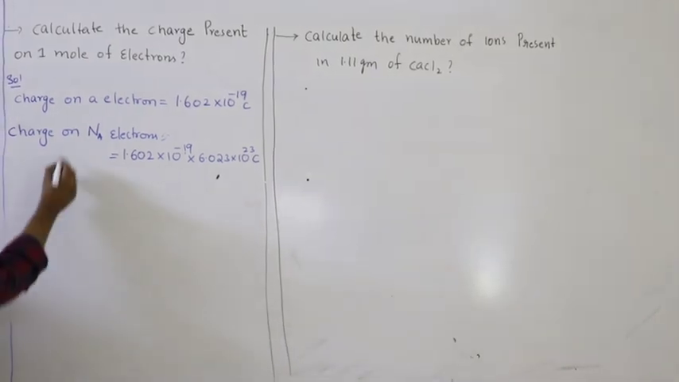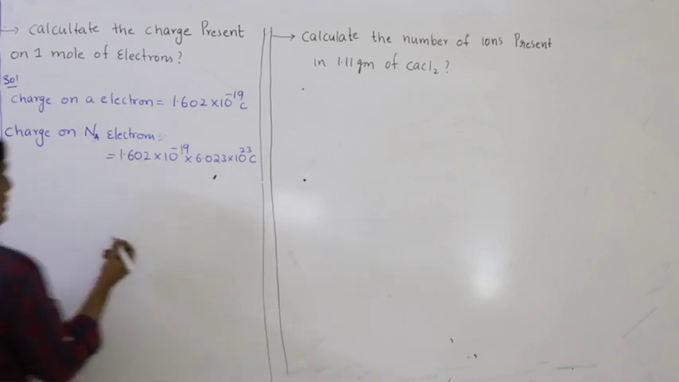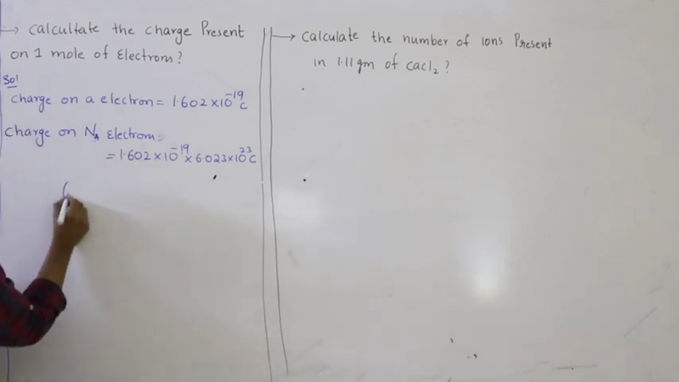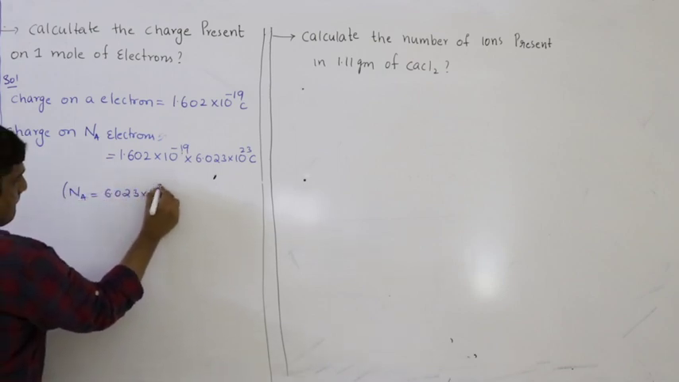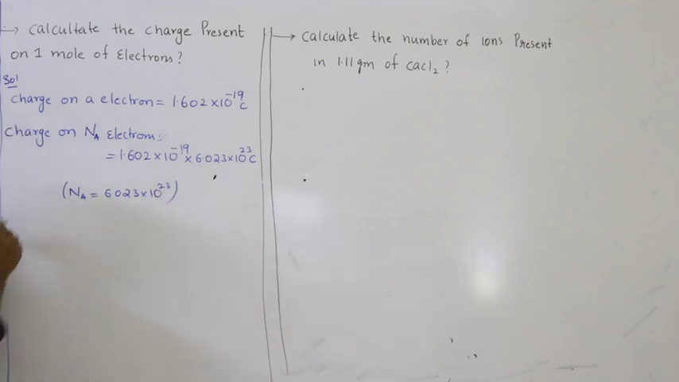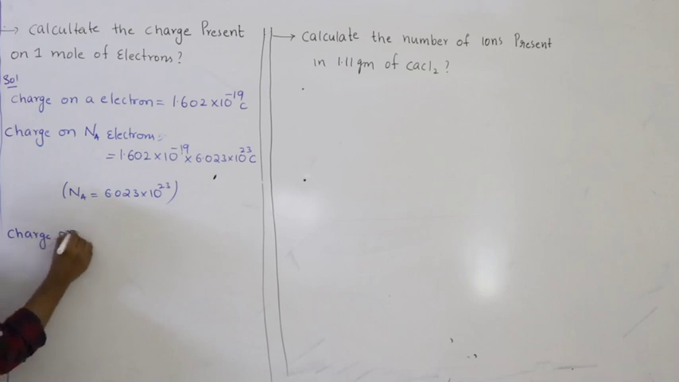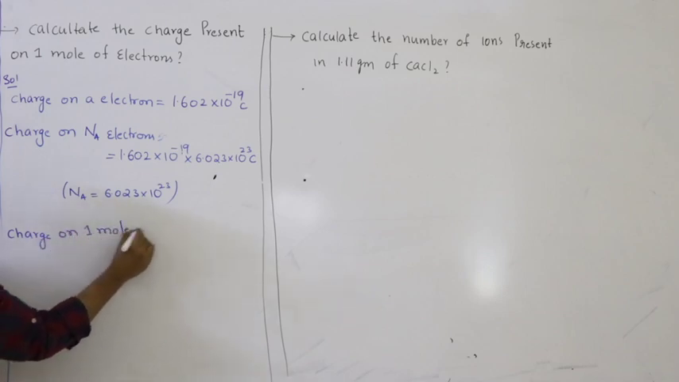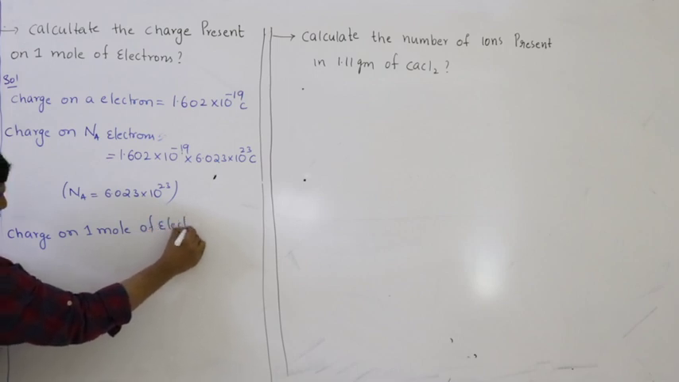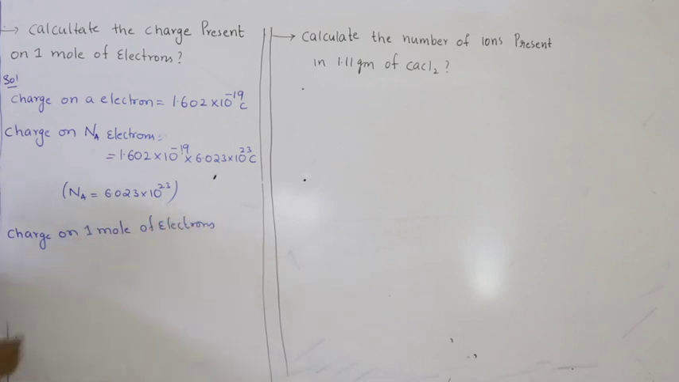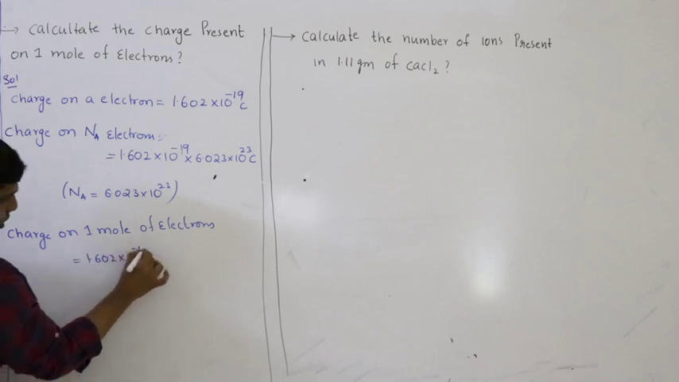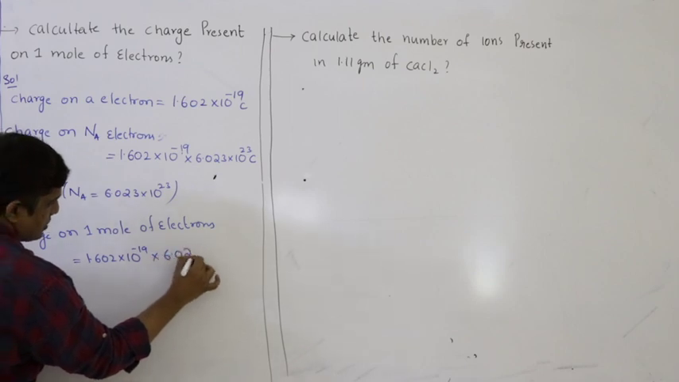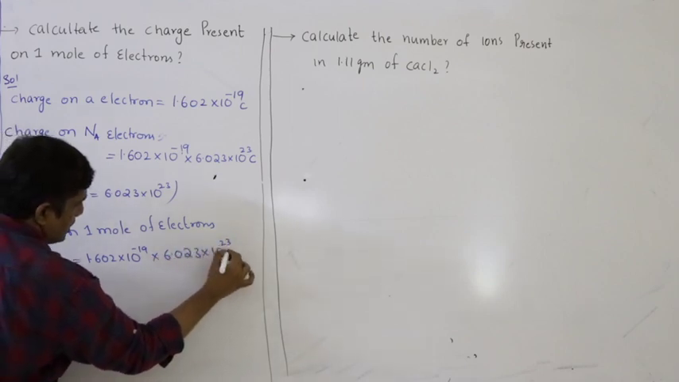So this much. Here Na represents Avogadro number. So charge on Avogadro number of electrons is nothing but charge on 1 mole of electrons. Charge on 1 mole of electrons, that is equal to 1.602 into 10 power minus 19 into 6.023 into 10 power 23 coulombs.